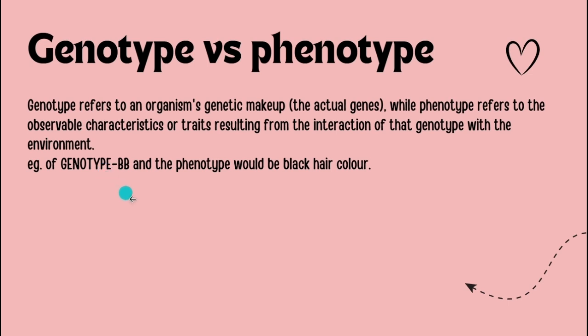So in this situation, if we had a genotype, we have big B, and we say that the big B equals our black hair. So this is the genotype, right? This is the genetic aspect, big B, and then the phenotype would be the black hair color.